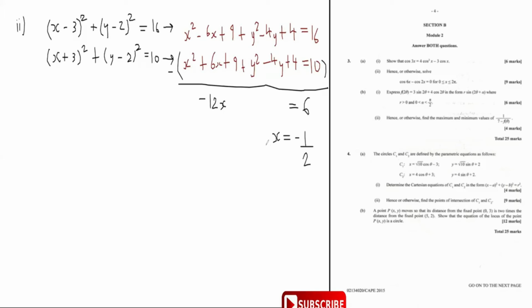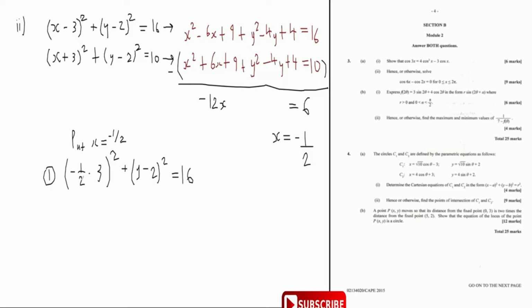Now that we get x equals negative a half, we need to find out what's the y value. So we can plug in x being negative a half into any one of these two equations to find the y value. So let's plug it in the first equation. You can use either this equation or this, it doesn't matter. Plugging it in the first equation, you're going to have minus a half minus 3 all squared plus y minus 2 all squared, that's equal to 16. This is when we put x as minus a half.